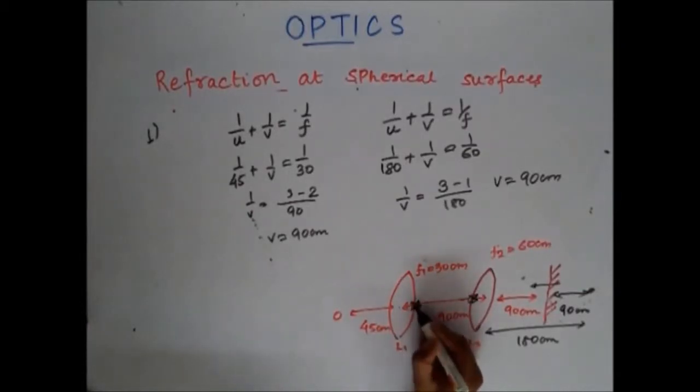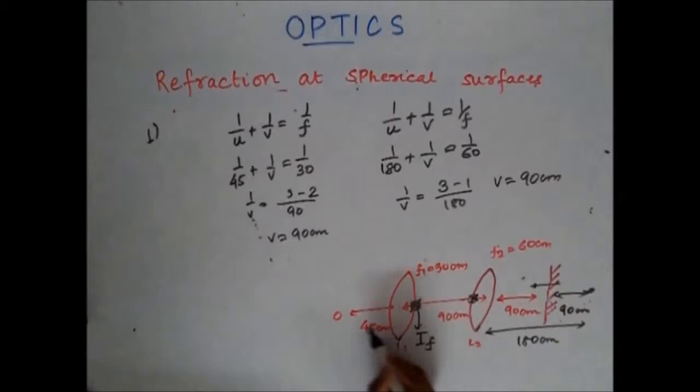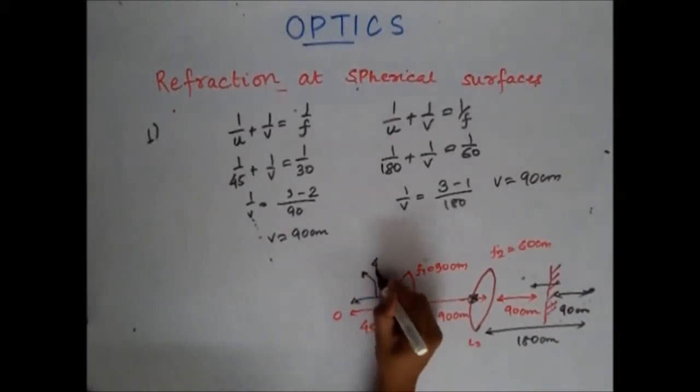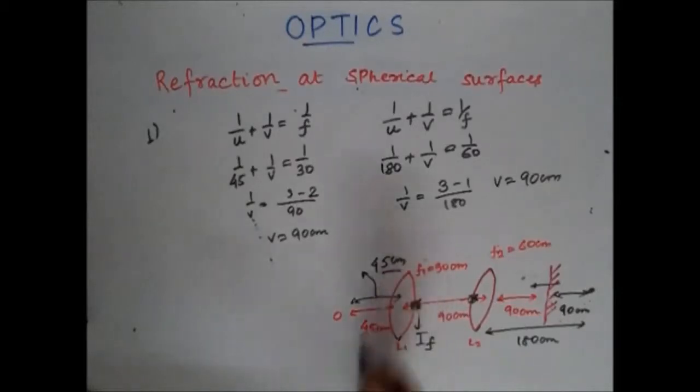Now this image is at the pole of this lens, so the convex lens will form the image here itself. So this is my location of the final image. So the distance between the object and the final image is what? It's this distance, which is equal to 45 centimeter. So this is my answer.